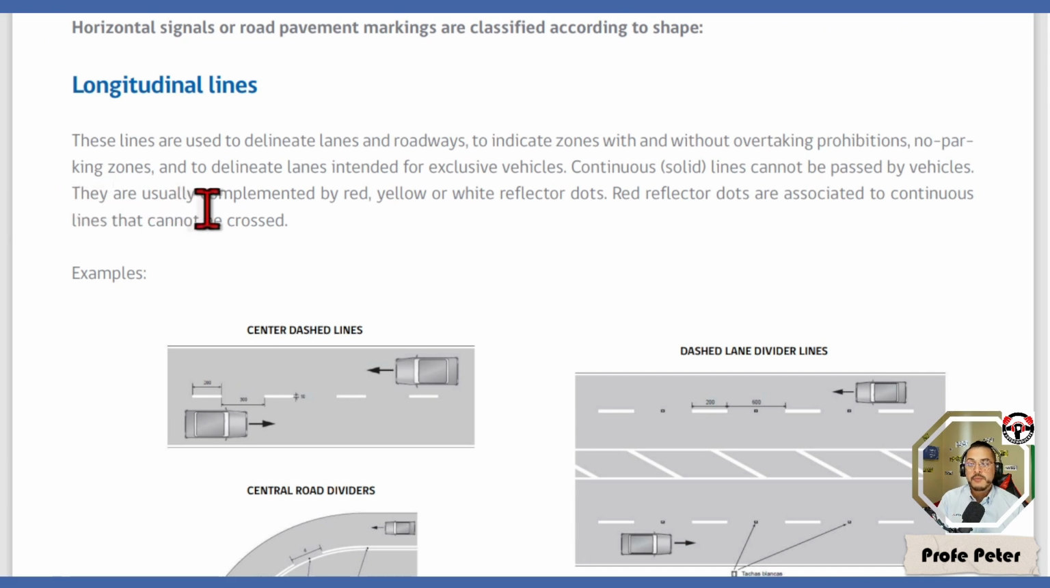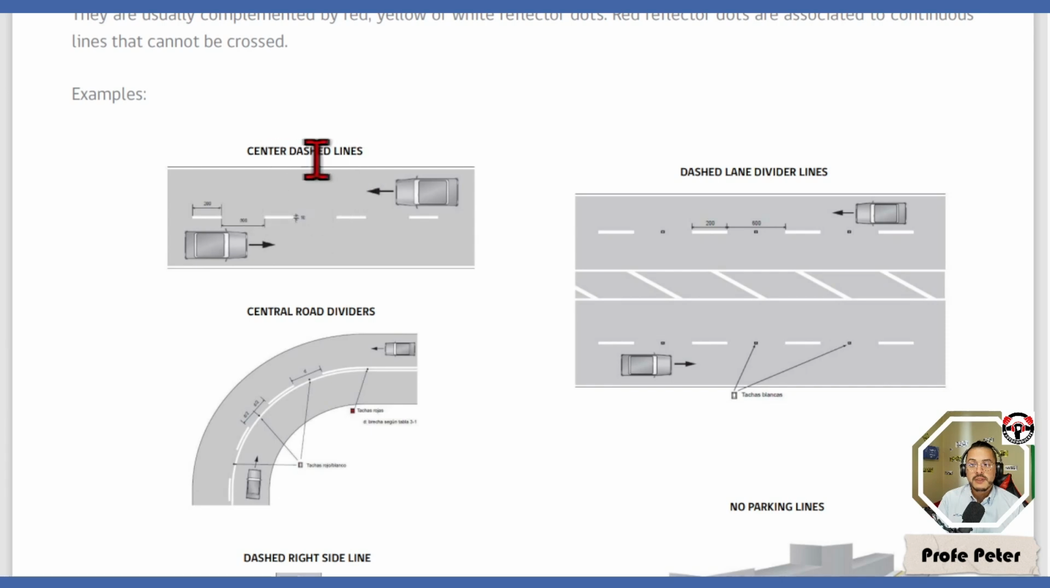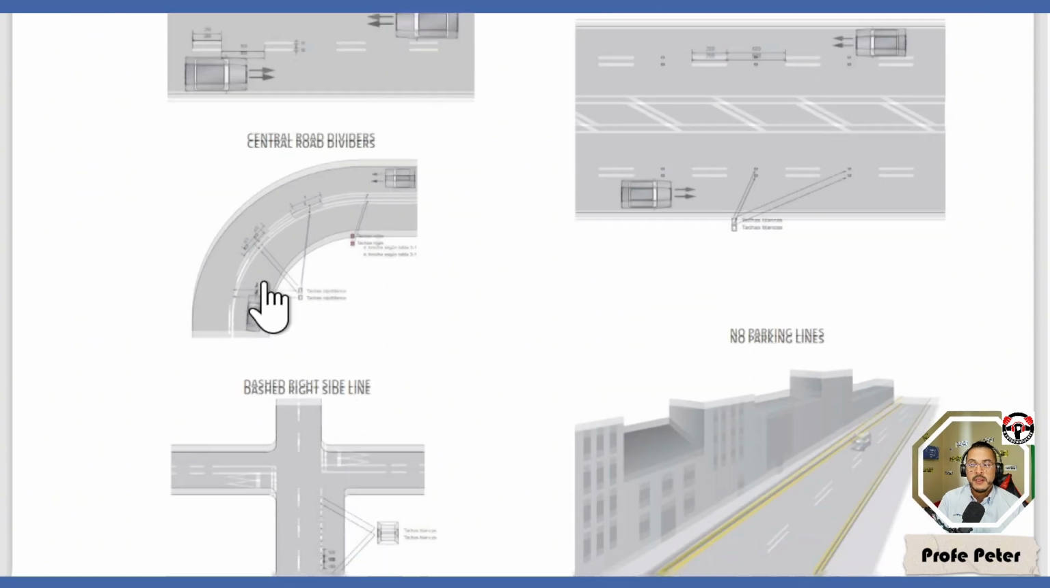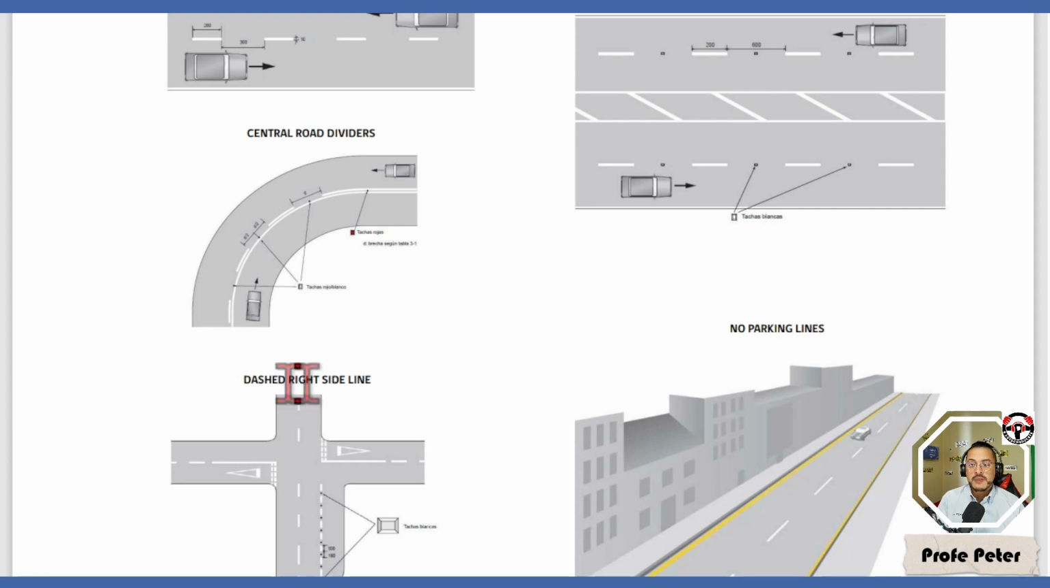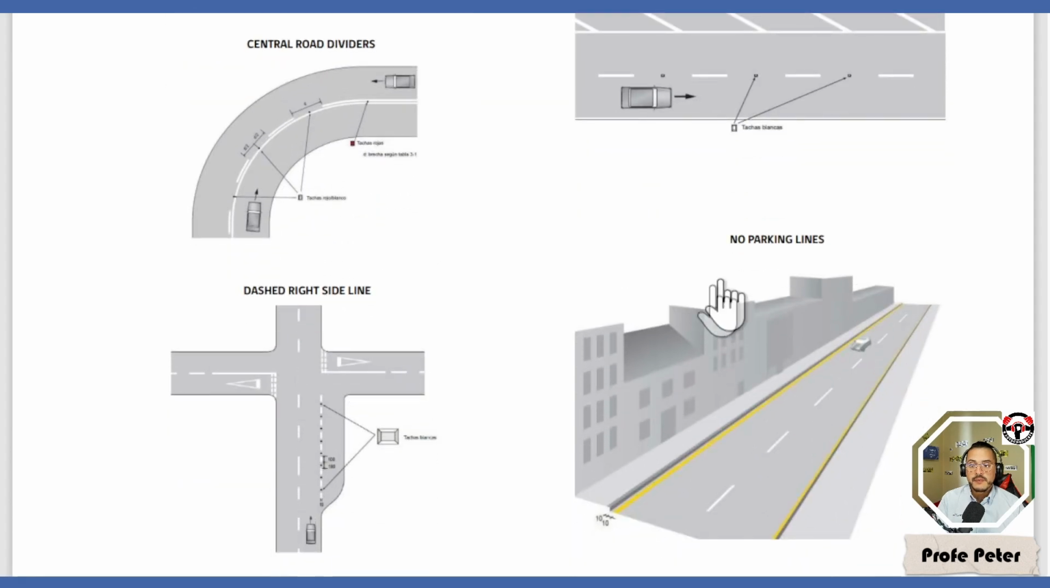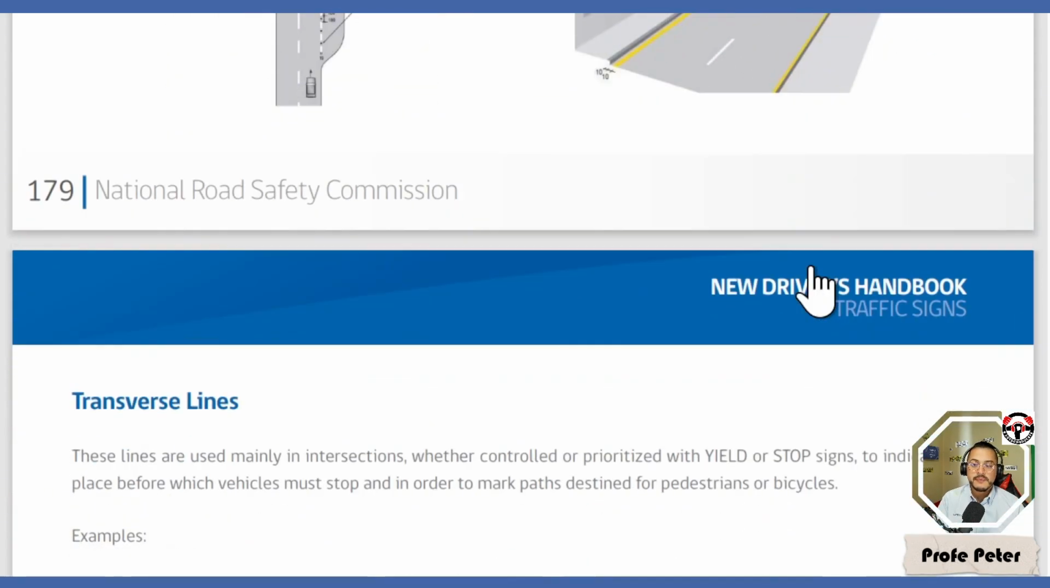They are usually complemented by red, yellow, or white reflector dots. Red reflector dots are associated to continuous lines that cannot be crossed. For example, center dashed lanes, dashed lane divider lines, those over here. Dashed right side lane, no parking lines.